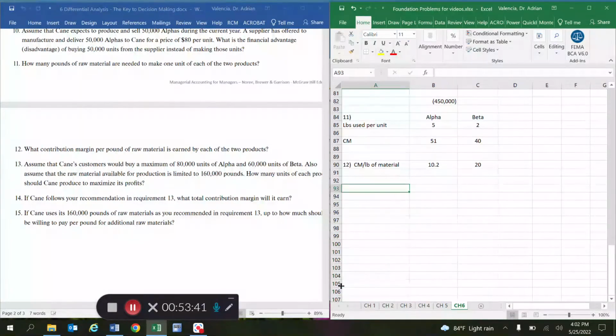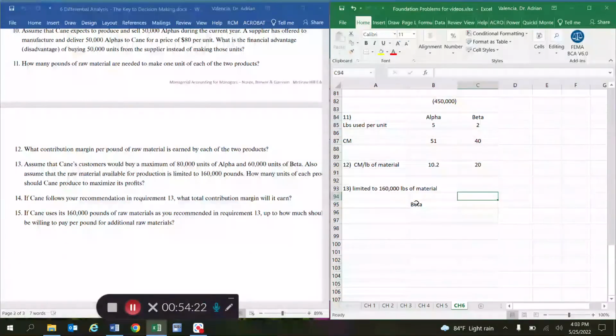So if we have no limits on other things, we are limited to 160,000 pounds of material. The question is, how are we going to use that material? And my response is, let's max out betas. Because for every pound I use of material, I'm getting $20 of contribution margin for the betas. Whereas for alphas, that's less. And then once I max out on the betas, then I go and sell some of the alphas. Okay, so here's the way we would do the analysis. I'm going to max out on betas, right?